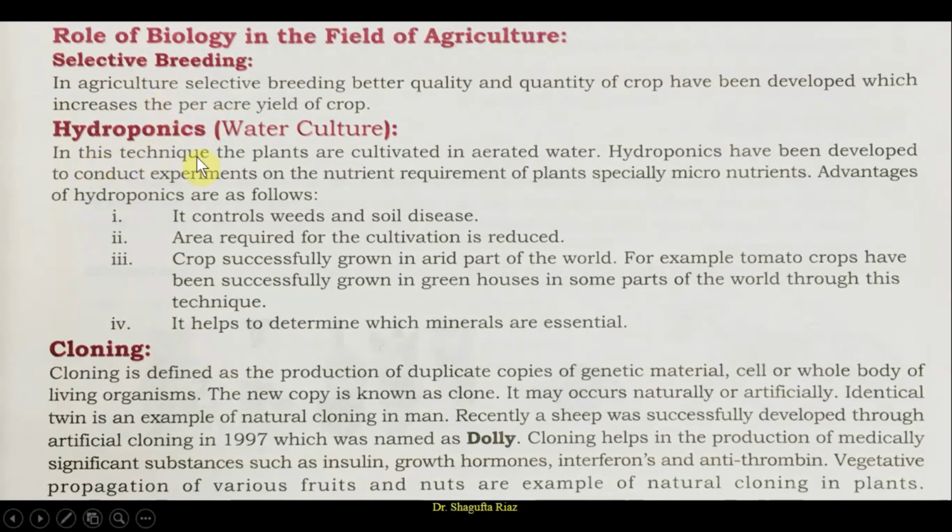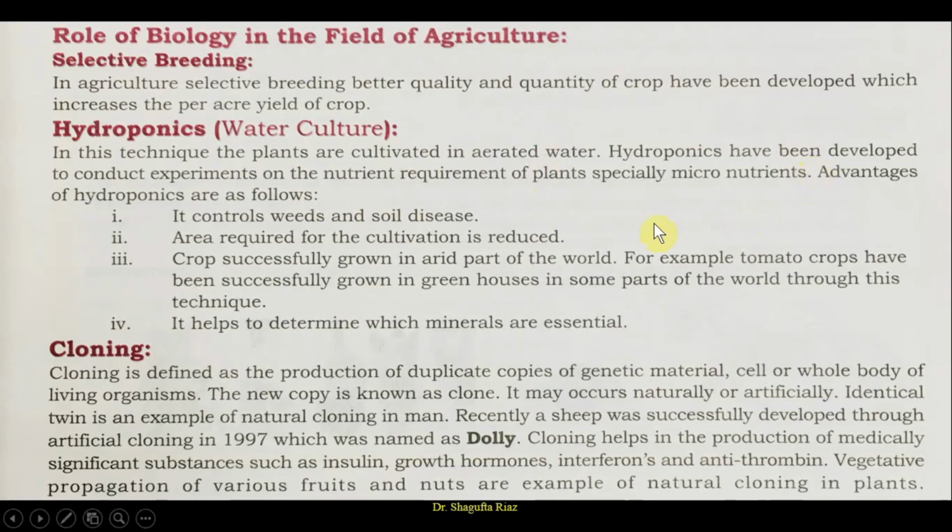Then hydroponics or water culture. This is a very important culture used in yielding different crops, because it is a technique in which soil is not needed, only water is needed, which is aerated. Aerated means there should be a passage of air, and air should be going through the water continuously. They set up a system in which water is present, that water is continuously provided with air, and the plants are cultivated in that water.